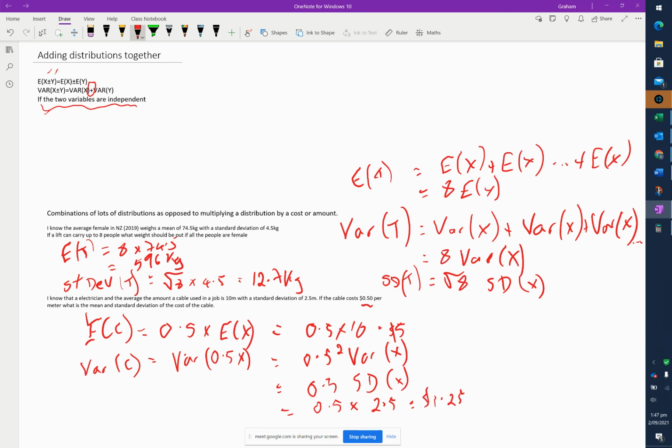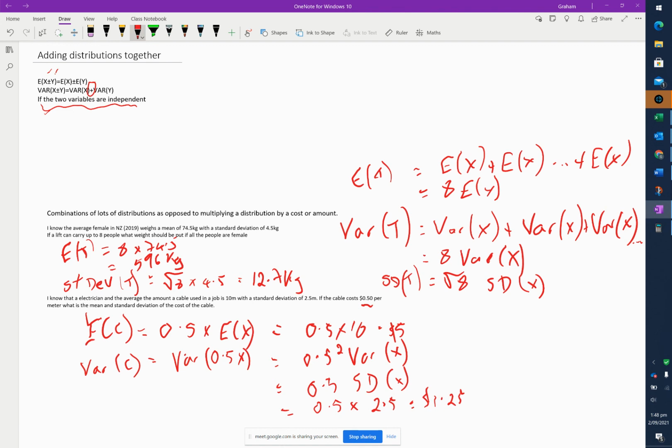And the reason that matters is because if I've got lots of different distributions all being combined, some are going to be bigger and some are going to be smaller, and those are kind of going to average themselves out, which is why my standard deviation gets smaller. So rather than multiplying by the 8, I multiply by the square root of 8.